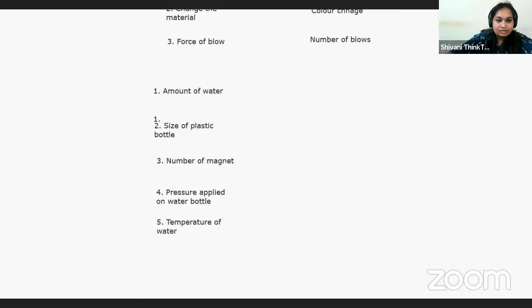But if we make it like that from the starting, then it will sink. If we increase the quantity, ma'am, you added more magnets in the dropper. So ma'am, it just sank. So ma'am, what will you do so that it will come up again?